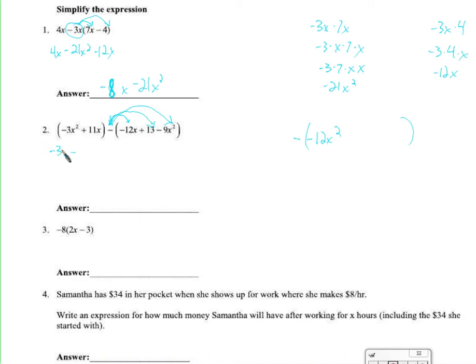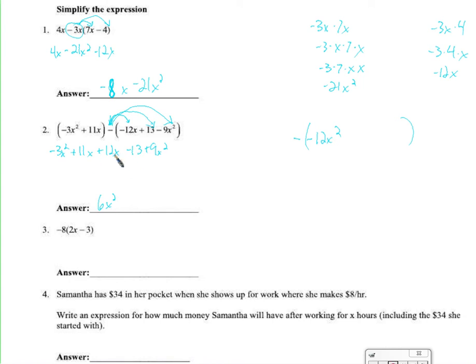So we get negative 3x squared plus 11x plus 12x minus 13 plus 9x squared. And now we can just combine like terms. They're all there, there's no parentheses, there's no order to respect except for the order of 11 times x before, say, x plus 12, right? So these guys get kind of grouped together as little units, little terms is what we call them. We've got a 9x squared term, a negative 3x squared term, so we get a total of 6x squared.